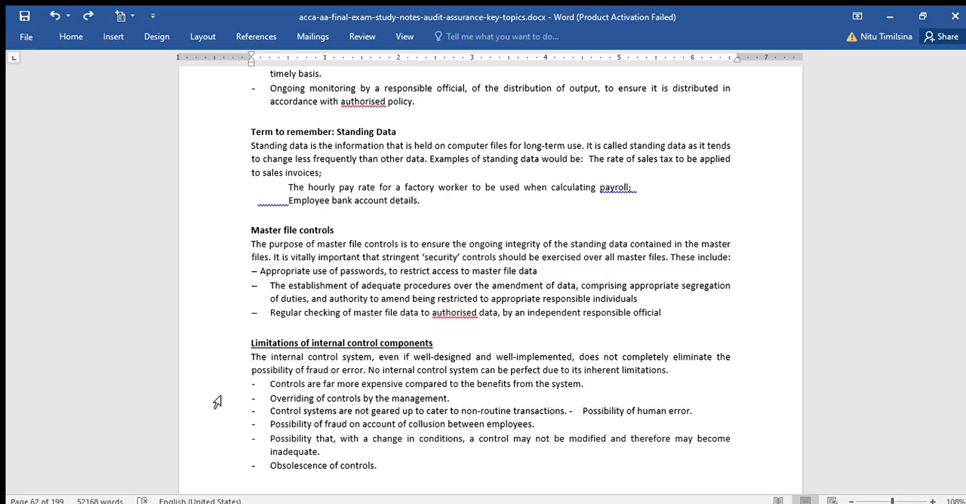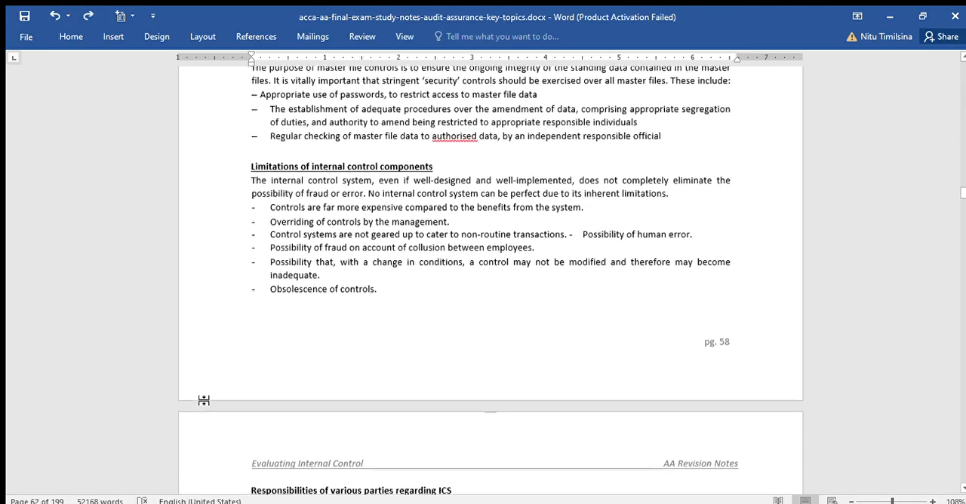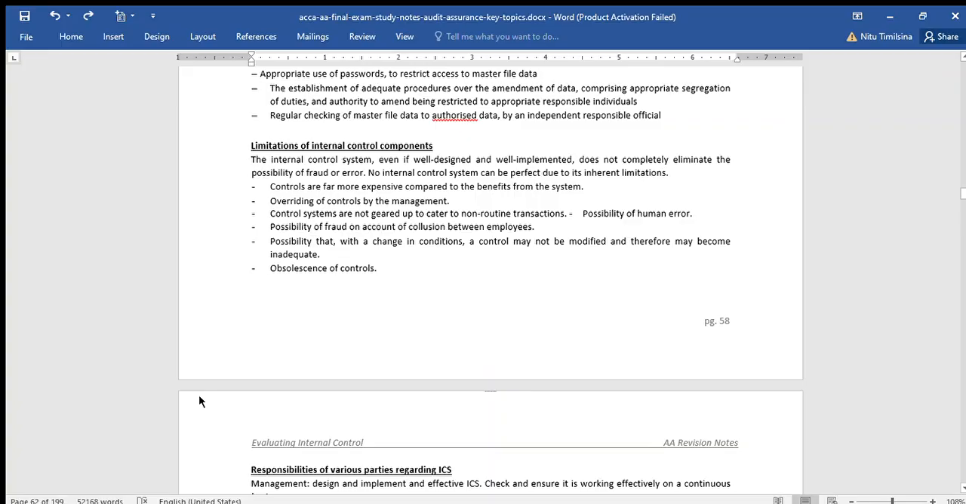And what is the limitation of internal control? So we can say, what is the limitation of internal control component? It is an inherent limitation. Even if there is a well-designed, well-implemented internal control system, it does not completely eliminate the possibility of fraud or error. In another word, we can say it is an inherent limitation of the internal control system or component.